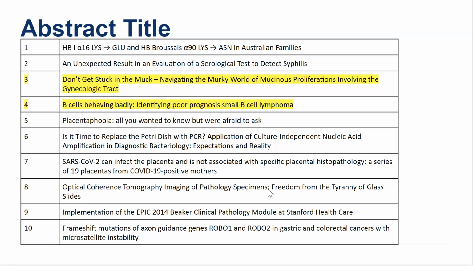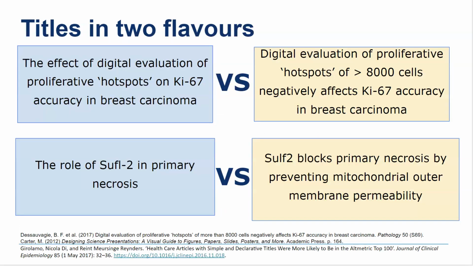My least favourite titles are number 1, 9 and 10, because there are acronyms without explanation, and so I don't understand them. Which titles give information about the outcome of the study? The blue or the yellow version? Pause the video to read and compare.